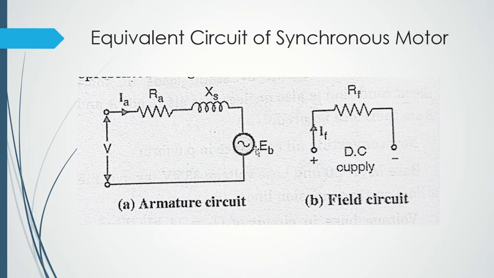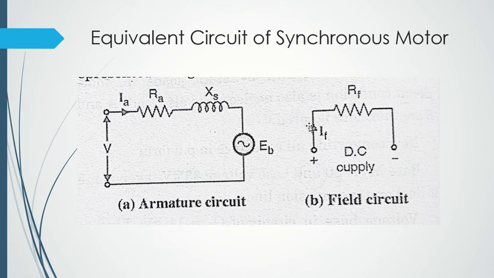And this is my field winding circuit. This is my field winding. The field winding resistance is RF, as you can see, and it is connected to my DC supply. Always remember, we are connecting the field winding with a DC supply, and it carries the field current of excitation. You can call it IF.